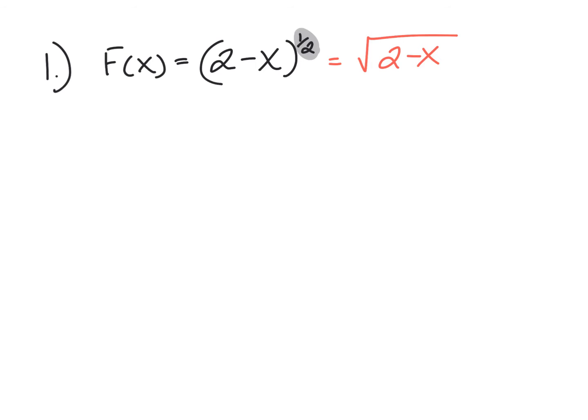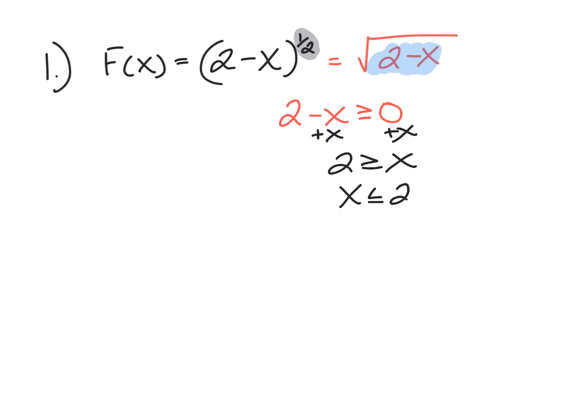So when you're given an even root, the easy thing to do is take your radicand, 2 minus x, and write this off to the side: it's got to be a positive number. So you write it's greater than or equal to 0 and solve it. Add x to both sides, and that gives me 2 is greater than or equal to x, or I could rewrite it as x is less than or equal to 2. So my domain would be, in interval notation, -infinity to positive 2.